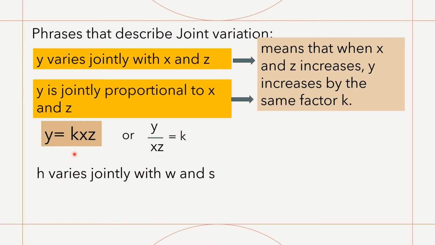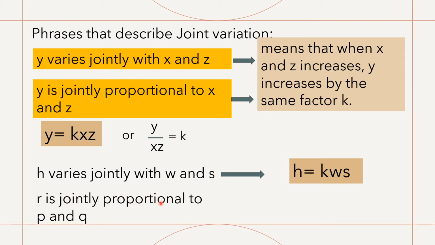So here, let's practice how to translate this into an equation. Y varies jointly with w and s. It means y is equal to k times w times s. Another one, r is jointly proportional to p and q. Means r is equal to k times p times q. That's how you are going to write the equation of variation in joint variation.